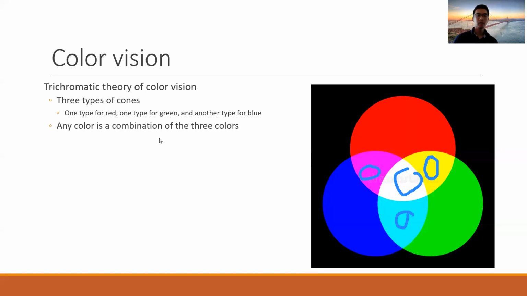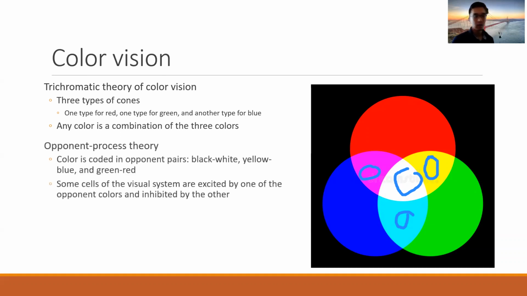And there is also another theory that has a different explanation of why we can see color. It's called the opponent process theory. It says that color is coded in opponent pairs. There is a black-white pair, the yellow and blue pair is another pair, and green and red is a third pair.